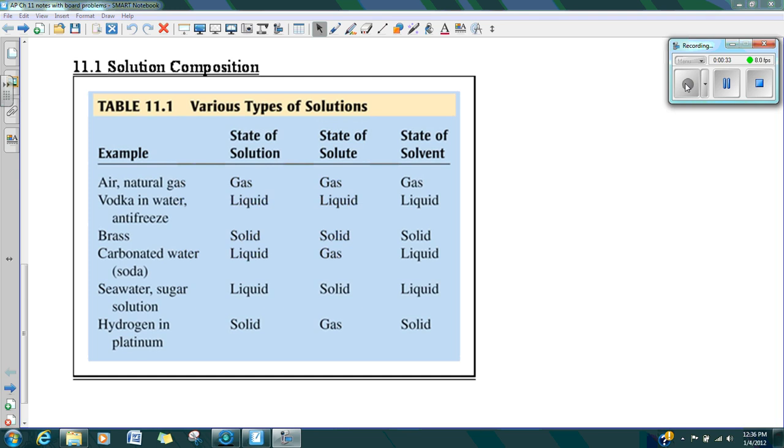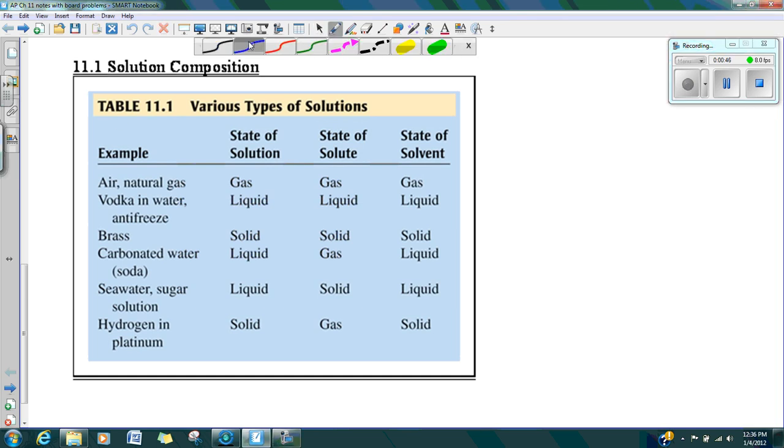Now there's a lot of different pieces that we're going to be doing in class, so we're going to be kind of jumping around on these lecture notes. The first thing we're going to take a look at is the various types of solutions. If you take a look at these examples down here, you can see that these examples listed are some things that you are familiar with.